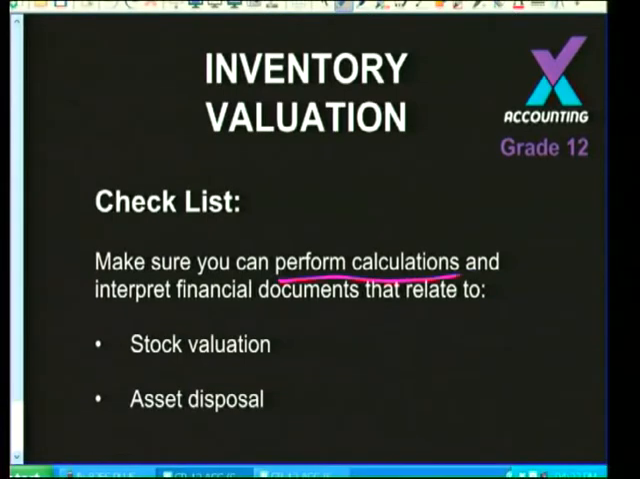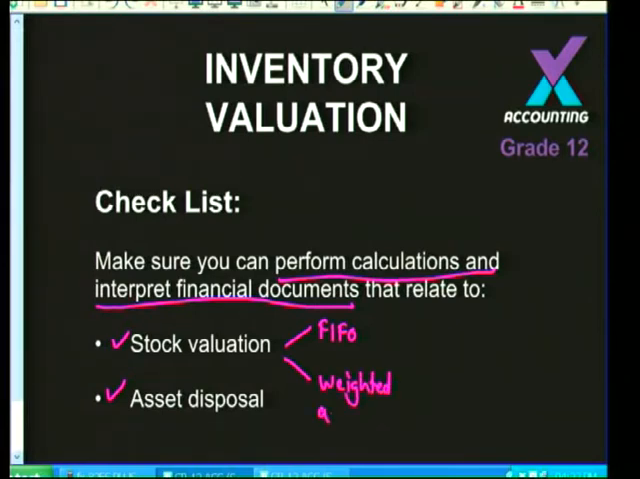Now, what you need to make sure that you're able to do is perform various calculations and interpret financial documents that relate to two main aspects. Firstly, there's going to be stock valuation, and then there's going to be asset disposal. With stock valuation, you need to remember that there are two methods. The first one is called the FIFO method, and the second method is called the weighted average method. If you would like to prepare well for your final exam, you should make sure that you know both of these methods well and that you're able to perform the various calculations relating to them.